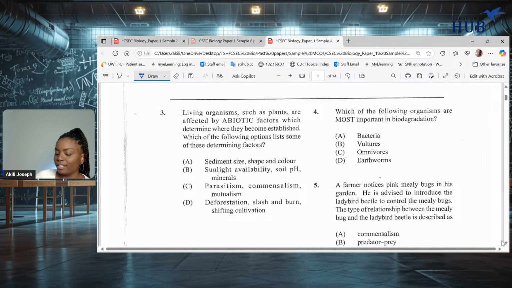Yeah, but the correct answer for this one is going to be B, sunlight availability, soil pH, and minerals. We're looking for abiotic or non-living factors. Which of the following organisms are most important for biodegradation? Is it going to be bacteria, vultures, omnivores, or earthworms? It's going to be A, bacteria. You're looking for your decomposers, which will mainly be bacteria and fungi.